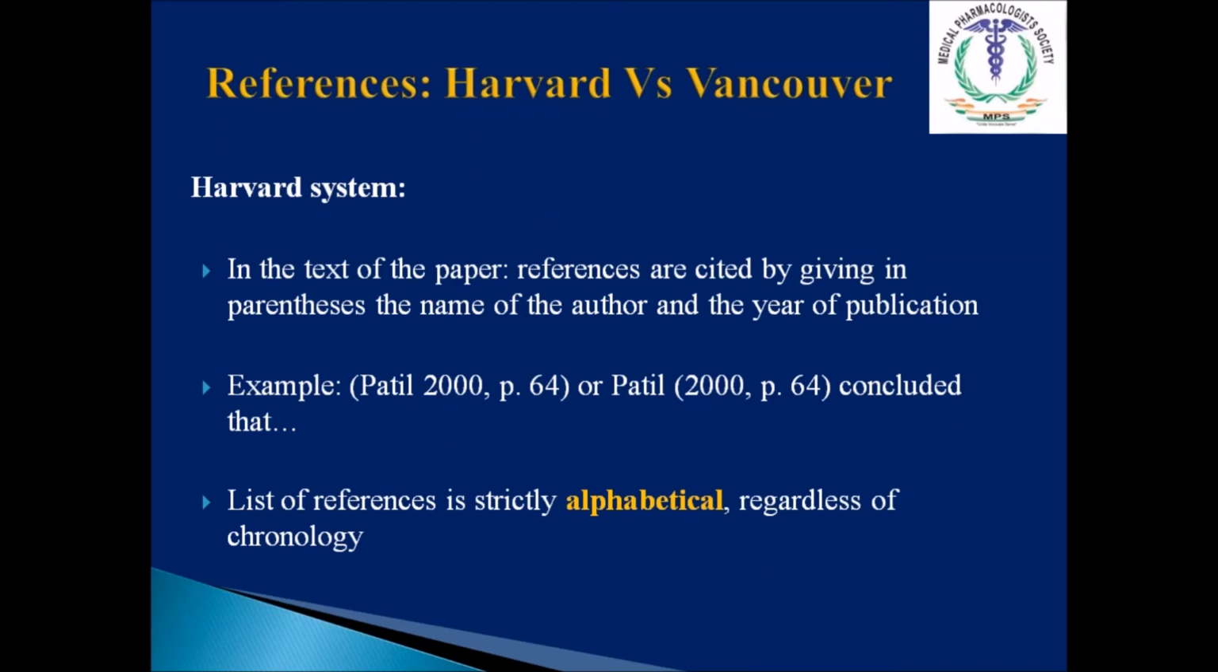So two things to be remembered in Harvard. One is in the main text, we write the author name, year, and the page number. And in the back side of the references at the end of the paper, we write alphabetical referencing.